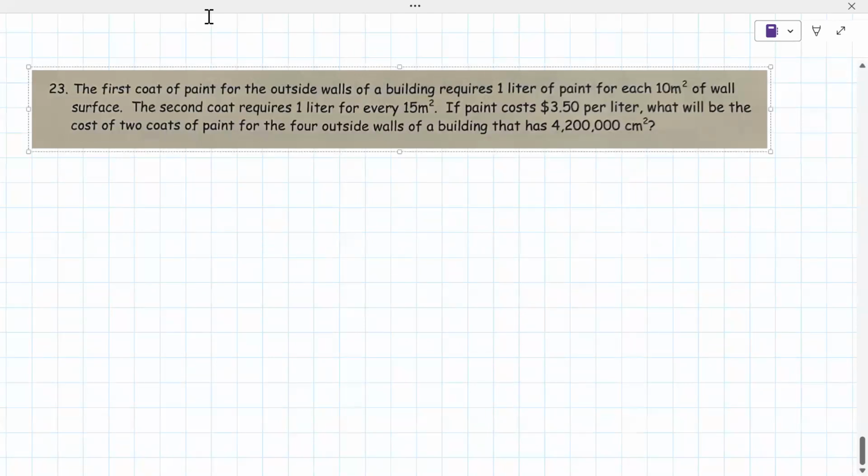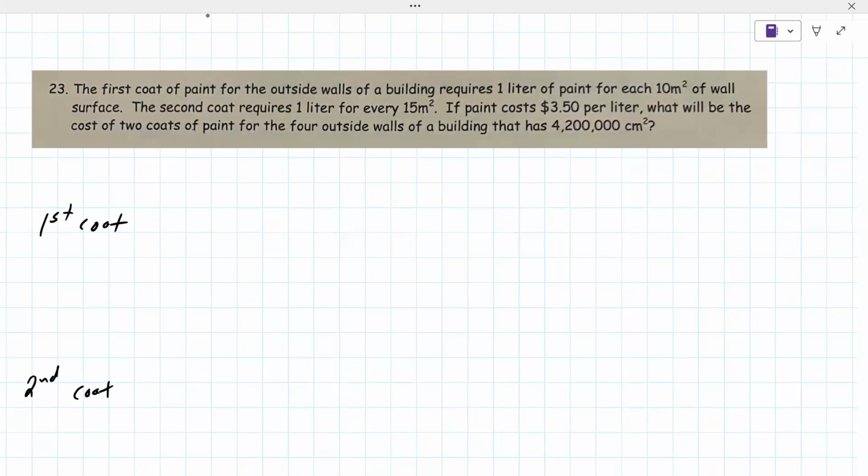All right, the first coat of paint for the outside walls of a building requires 1 liter of paint for each 10 meters squared of wall surface. The second coat requires 1 liter for every 15 meters squared. Paint costs $3.50 per liter. What will be the cost of 2 coats of paint for the 4 outside walls of the building that has 4,200 centimeters squared?